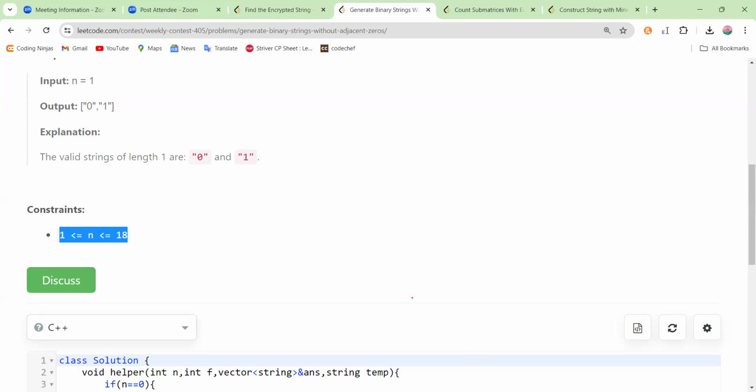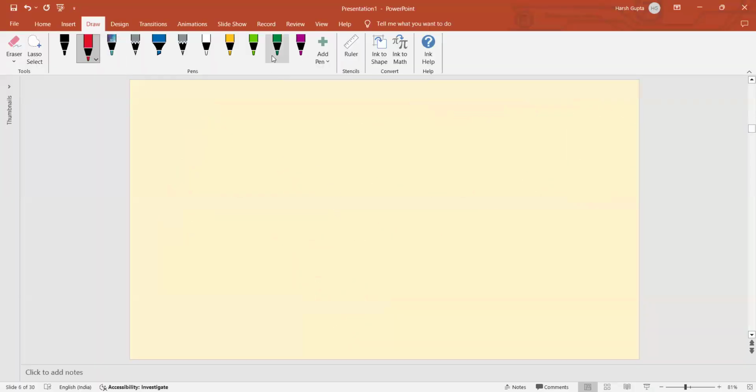So how can we do this? We are told to construct a string of length n, isn't it? Now let's think from the index perspective, that for every index, what character we can put. Let's suppose I tell you that at any ith index, I am putting 1.